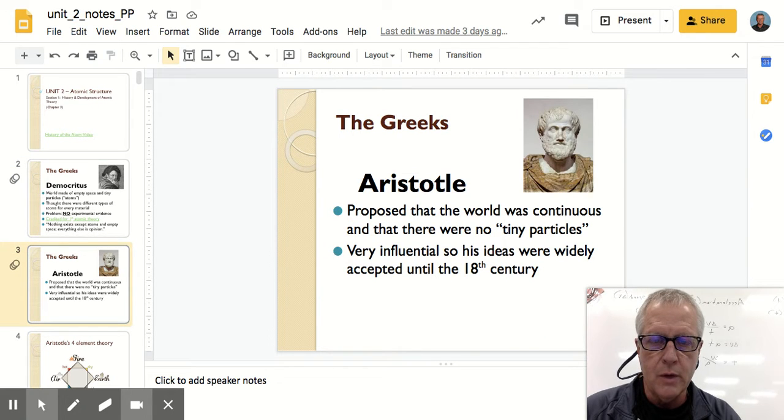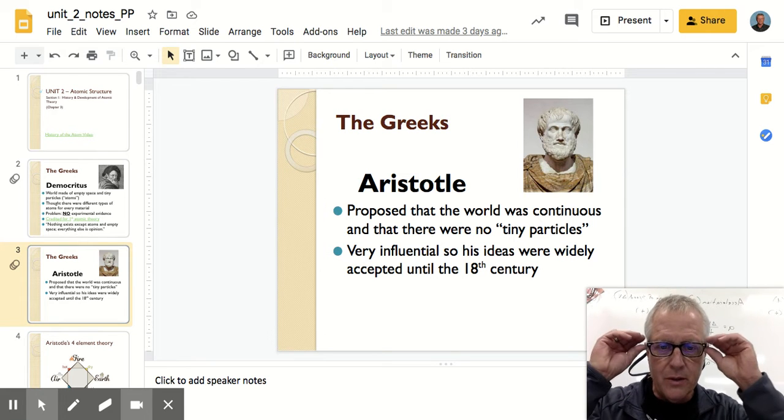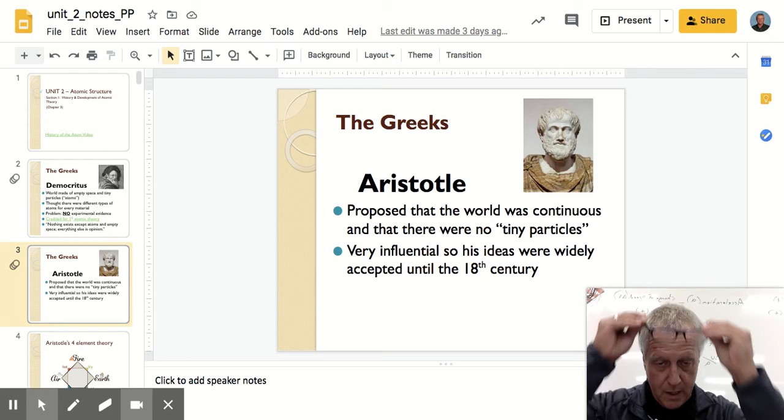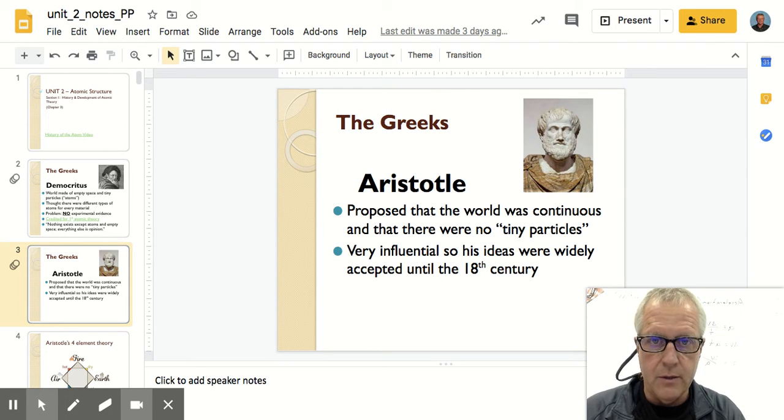Aristotle, not so much. He believed that the world was more continuous, but he is a great thinker in the sense that he was thought of as the father of logic and reason. So he advanced science ideas in his time.